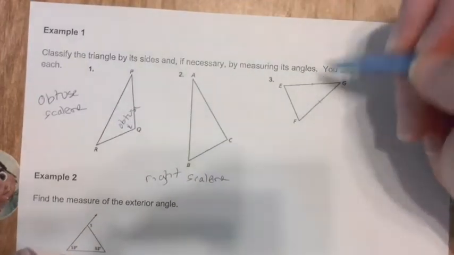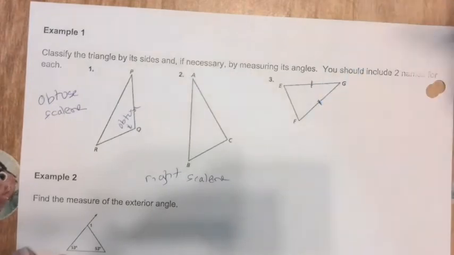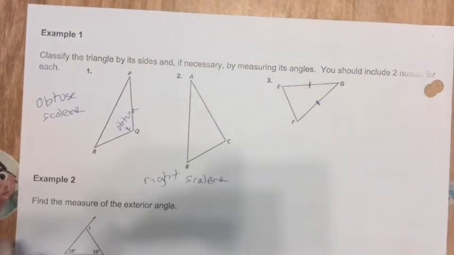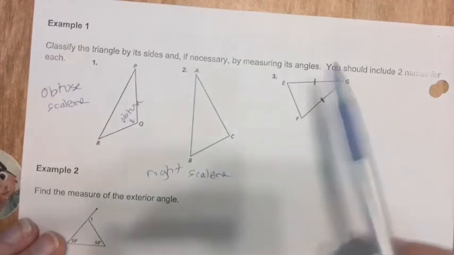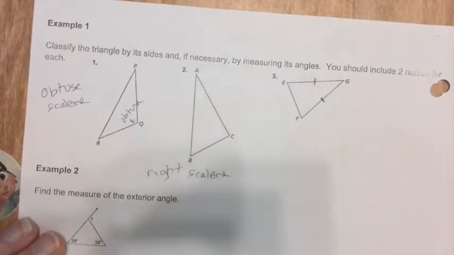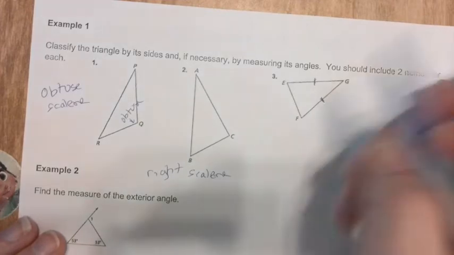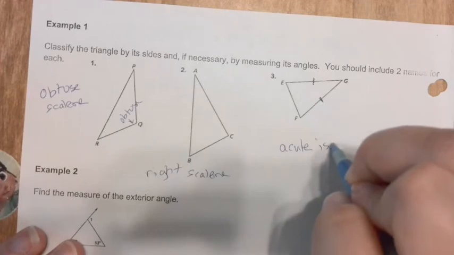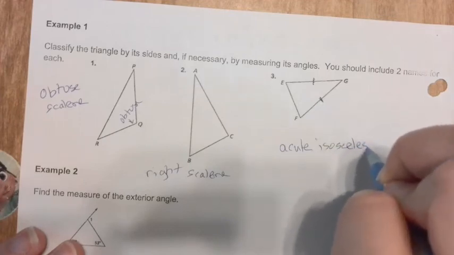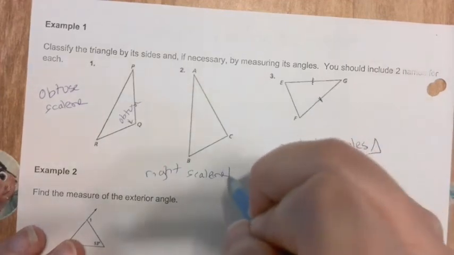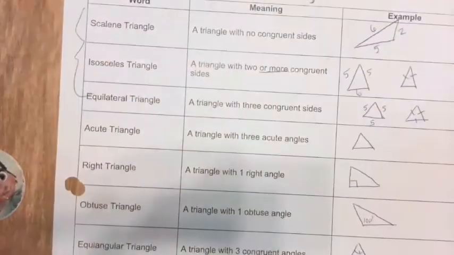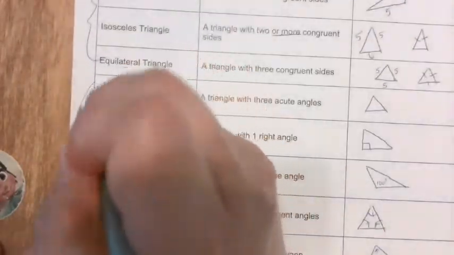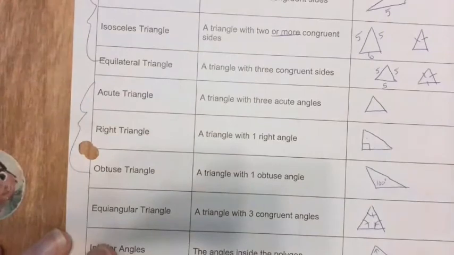Third triangle. Right here, do you see those tick marks? That means that those two side lengths are the same. This is isosceles. And EFG, they all look to be less than 90 degrees. So this is an acute isosceles triangle. When you classify, it means to name. You need one name about side lengths and one about angles. It takes two names.